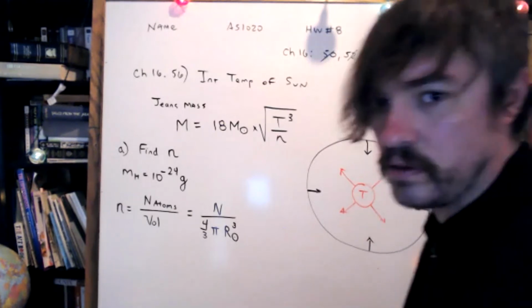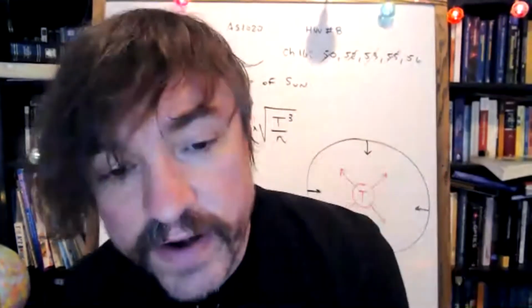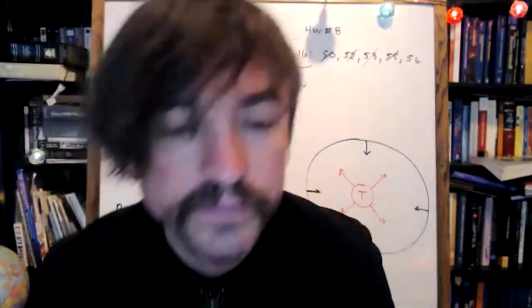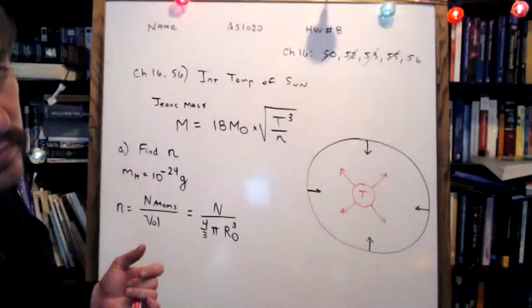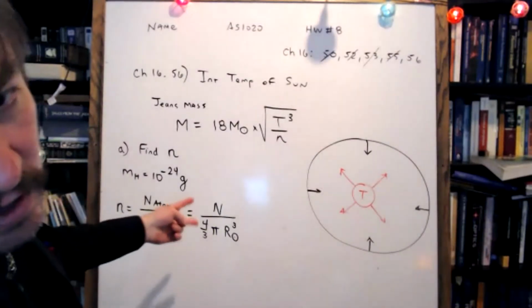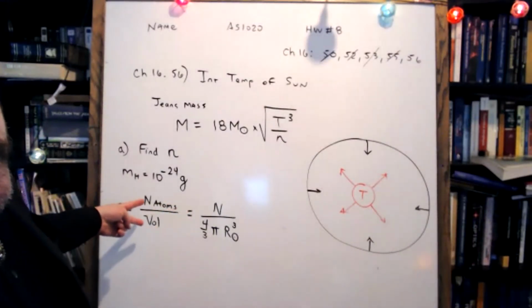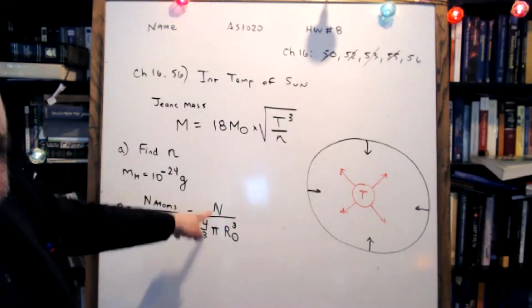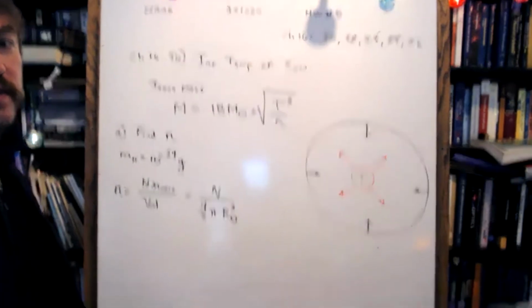It asks for, I mean, you must have read it right. I can't imagine you would have read it wrong. Yeah, this is the average number density of particles within the sun. So this might have been confusing to do without my help. The number density is the number of atoms per volume. I know the volume of the sun. I need to figure out the number of atoms in the sun.